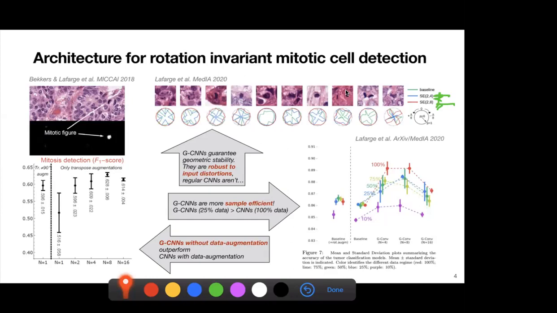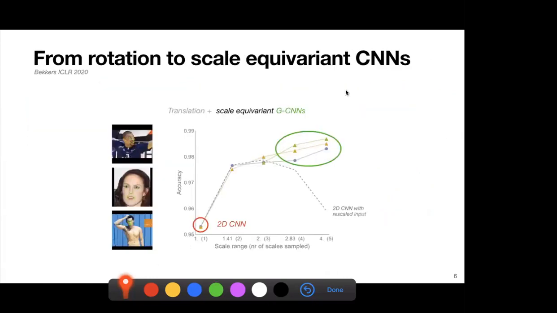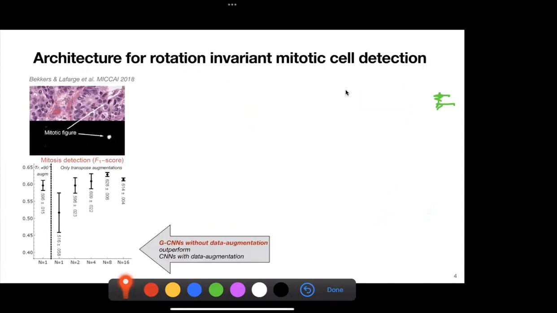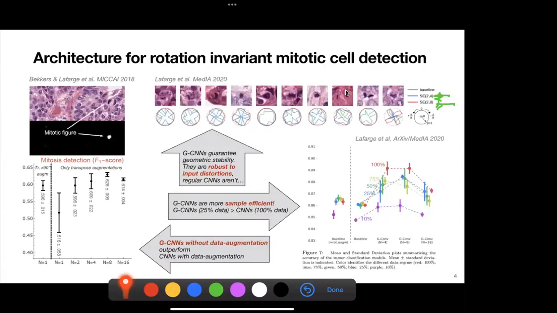So let me go to this figure. Just going to check again what it was. The colors are the data regime. Sorry, the red color is using 100% of the data. The purple color means we only use 10% of the data to train. And then these are the different versions, the different discretizations. And maybe this is the optimal number of rotations sampled.